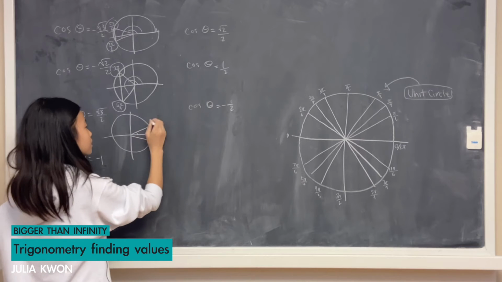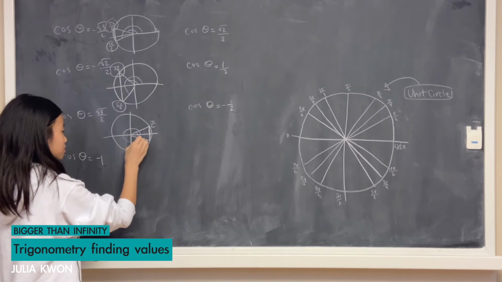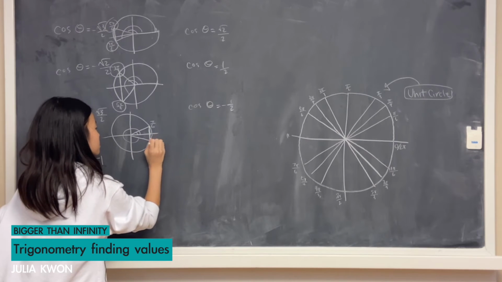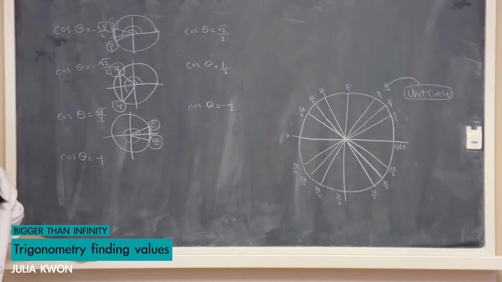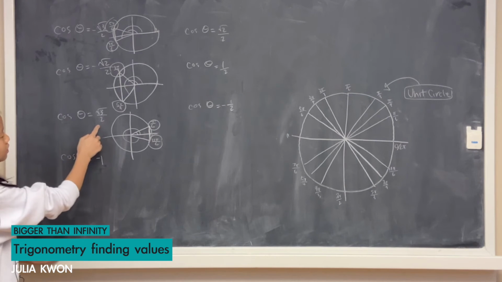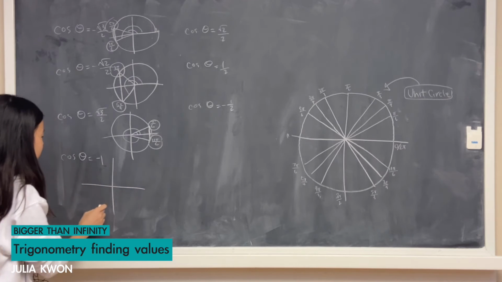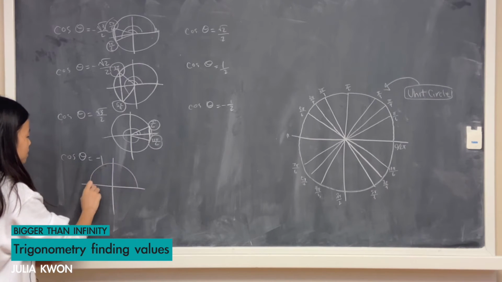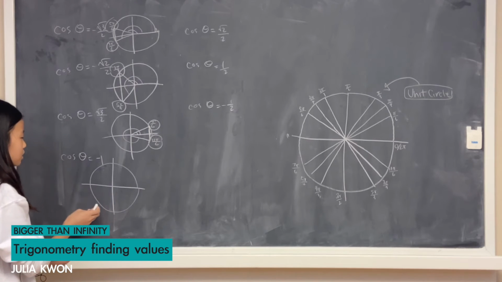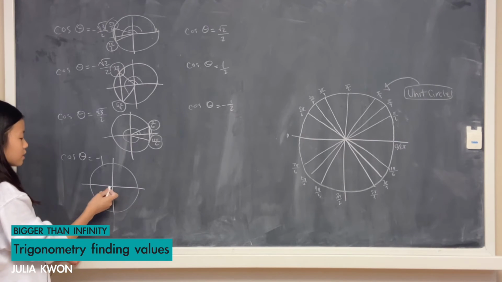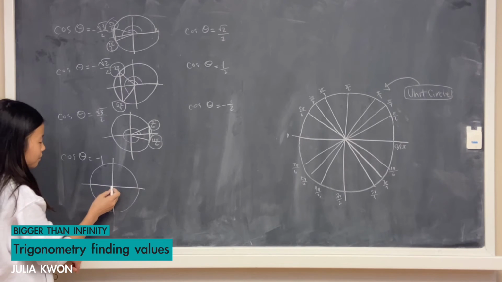So this radian here is pi over 6, and this radian is 11 pi over 6. So these two radians are the theta for cosine theta equals square root of 3 divided by 2. Now for cosine theta equals negative 1, there's only one answer for this equation, pretty sure.